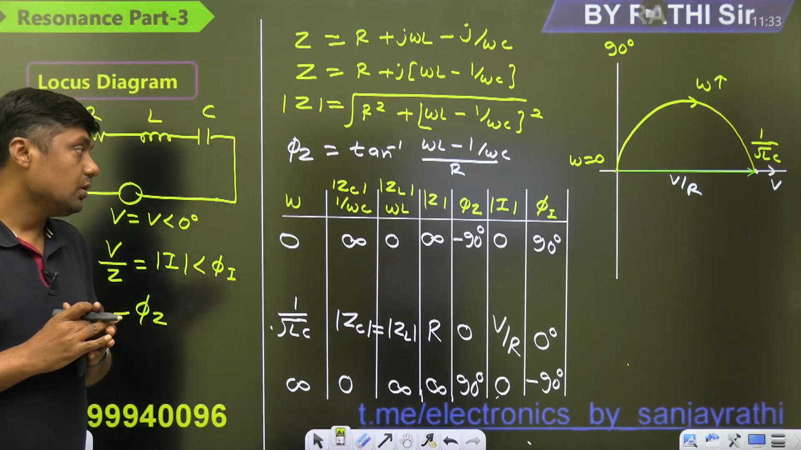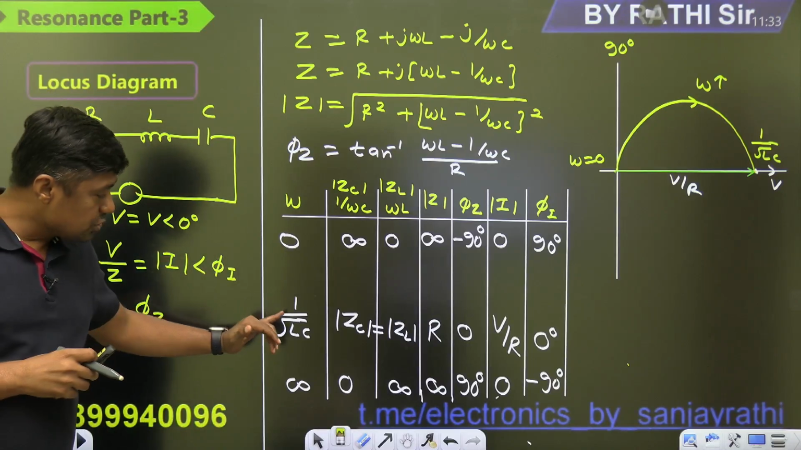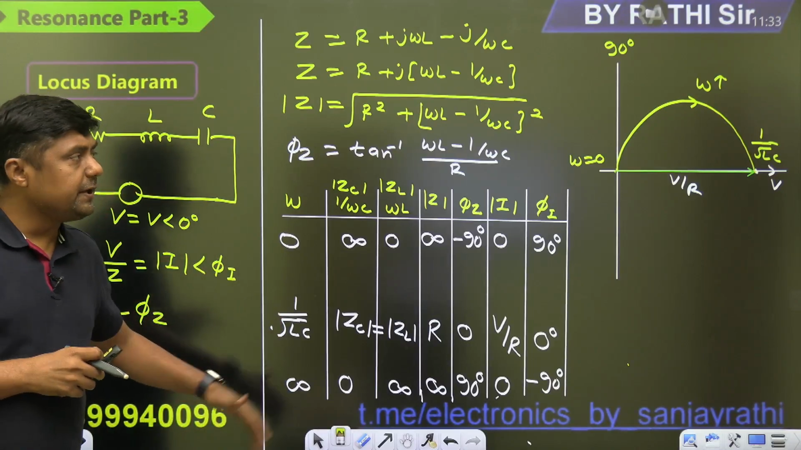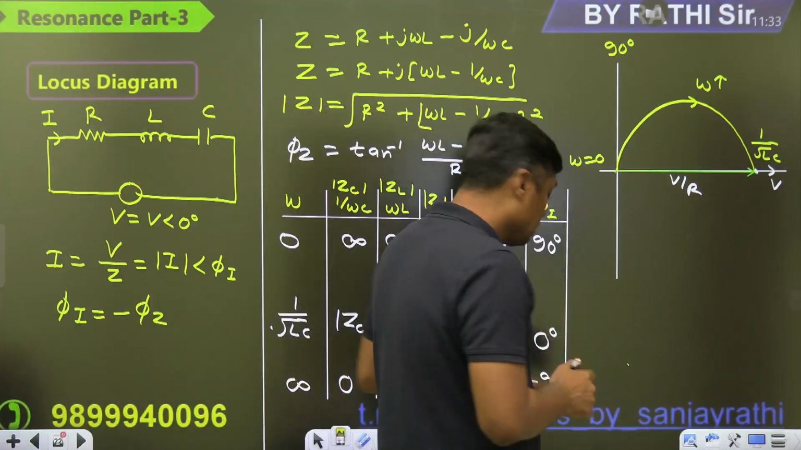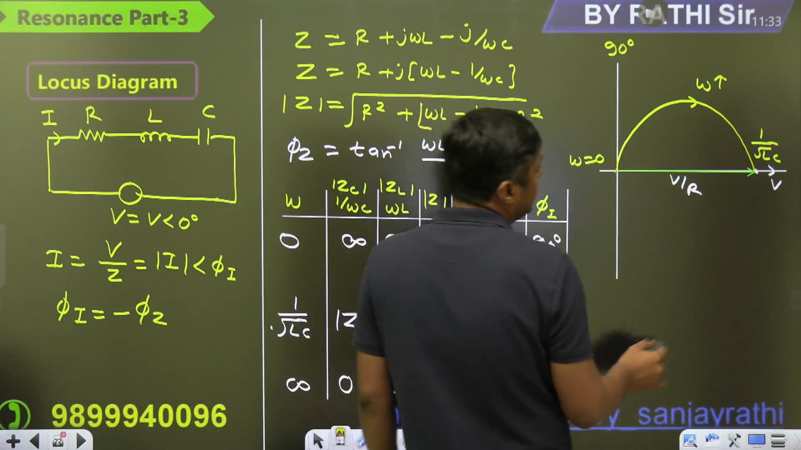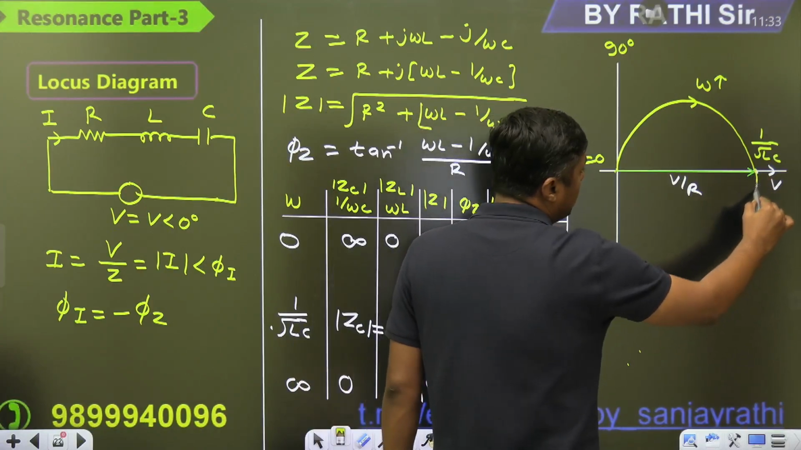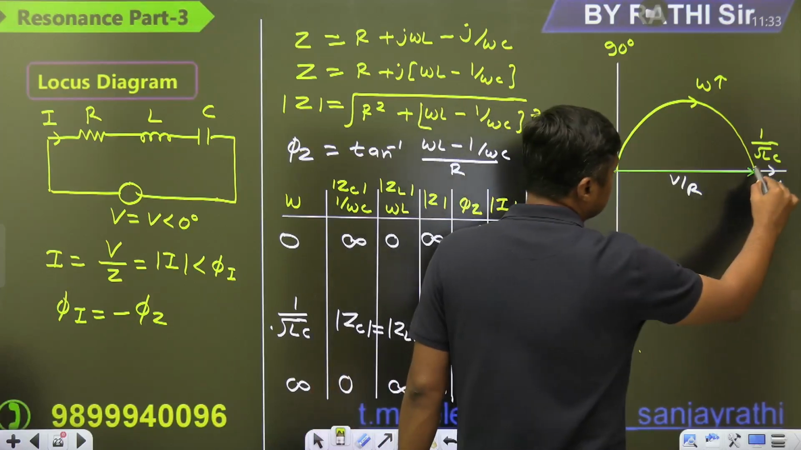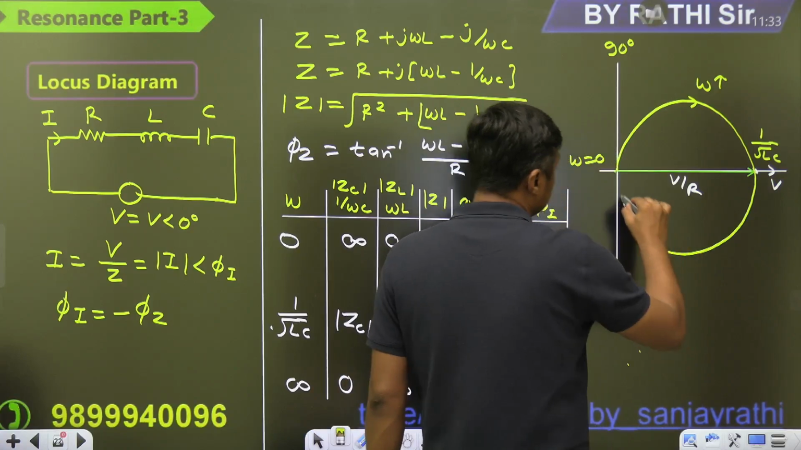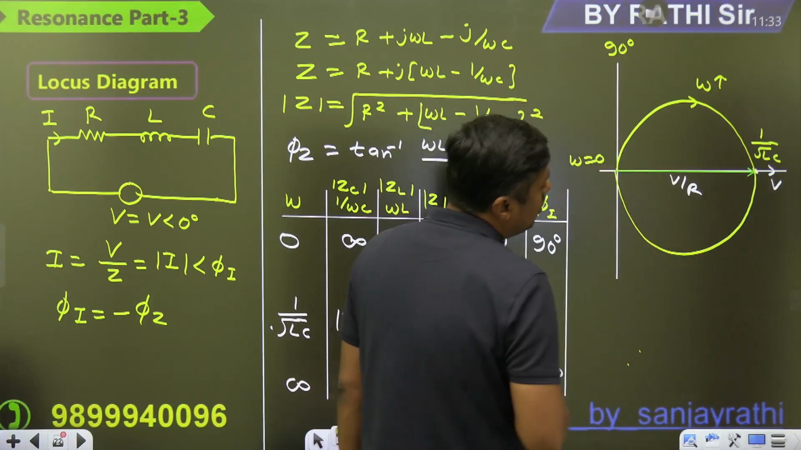Now, from resonance frequency up to infinite, again it will enter into what? Fourth quadrant. Where is the fourth quadrant? This is the fourth quadrant. Now we have to cover the complete circle here. This type of circle. Okay.